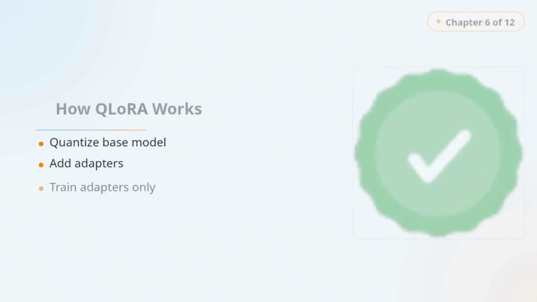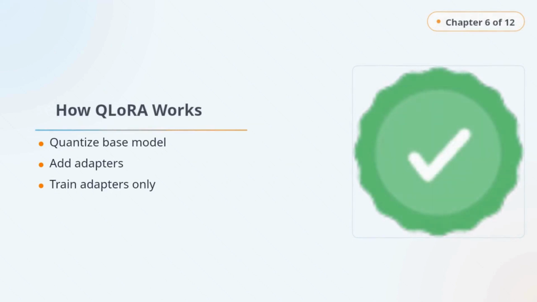So how does QLoRA work in practice? First, the pre-trained base model is quantized, often to 4-bit. Next, LoRA adapters are inserted into selected layers. Then during fine-tuning, only those adapters are trained while the backbone remains frozen. This is the core reason QLoRA is so efficient.